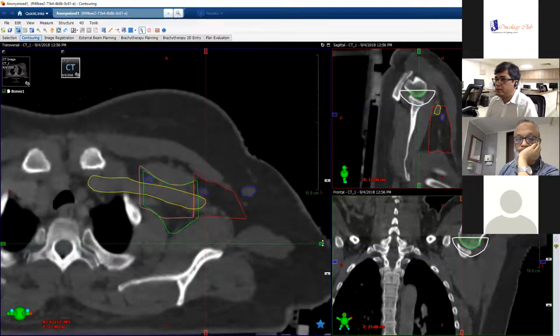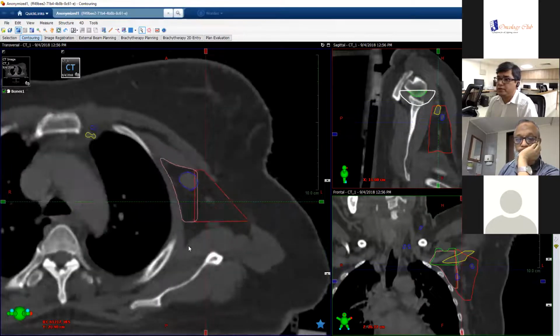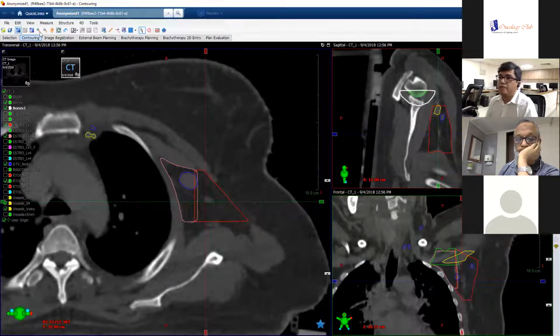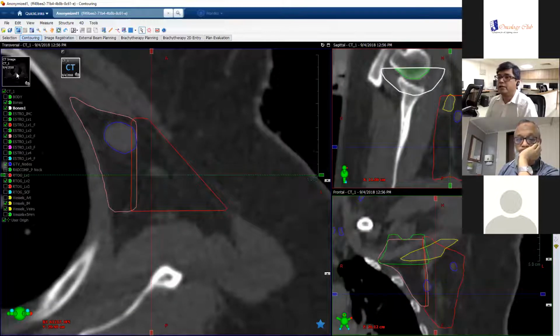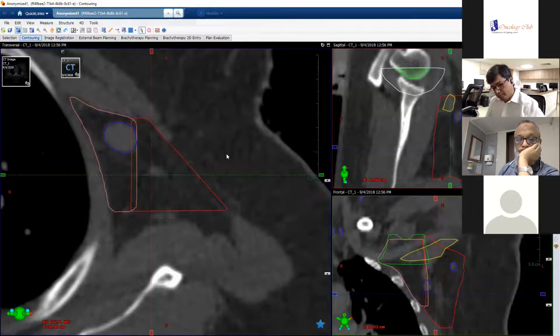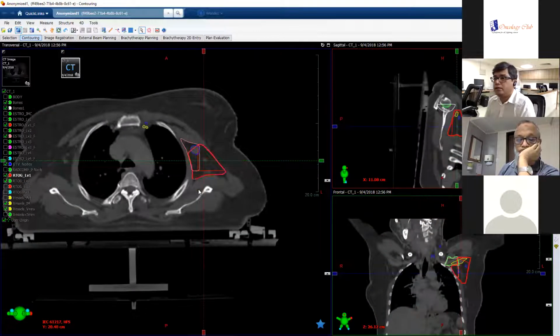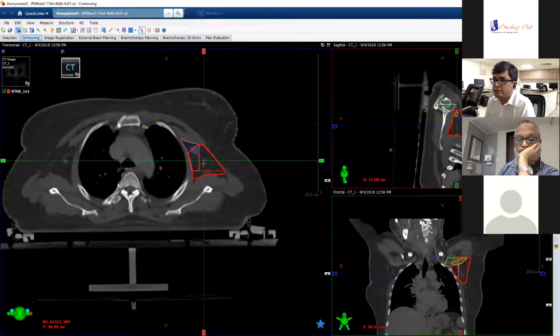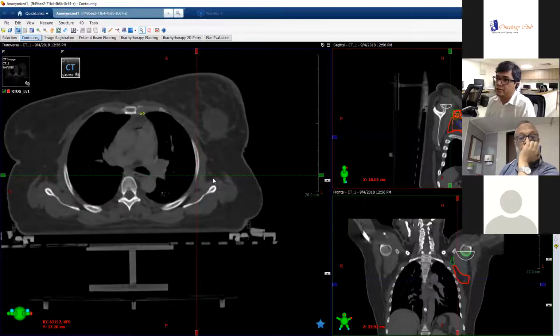And as you go down, they also don't want you to chase this region in front of the subscapularis and the latissimus dorsi. Why? Let me just show you why. This is what RTOG wants to do. They want you to chase this region and fill up all the blanks in between wherever you find them.